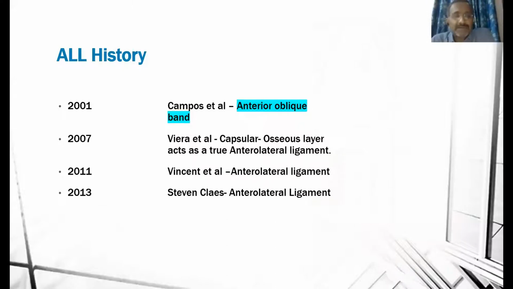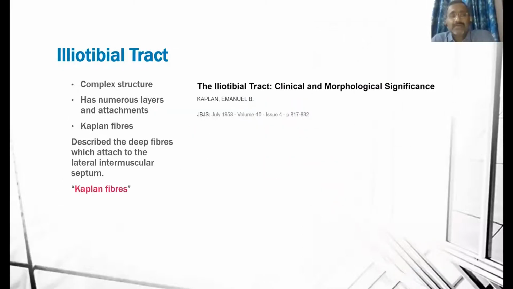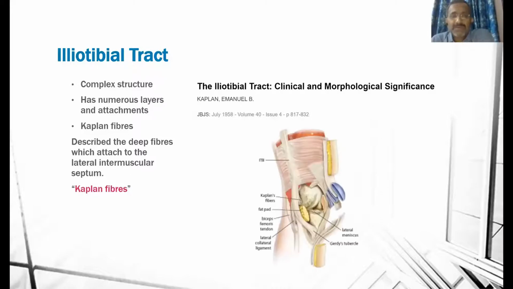But the person who brought everything into attention was Stephen Claes in 2013. Before I go on to describe the anterolateral ligament, I want to tell you about the complex structure on the lateral side, that is the iliotibial tract. The iliotibial tract of clinical morphological significance was described by Kaplan in 1958. He described numerous layers and attachments, and he described the Kaplan fibers, which are the deep fibers that come from the iliotibial tract and attach to the lateral intermuscular septum and the femur. These are called the Kaplan fibers.